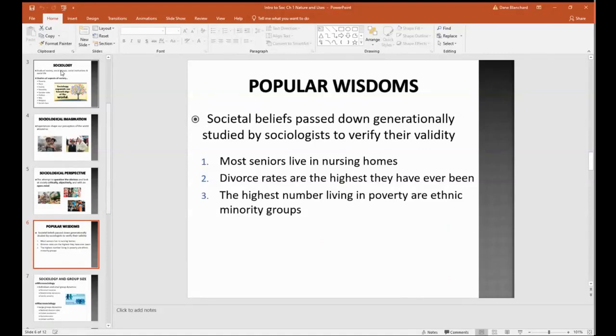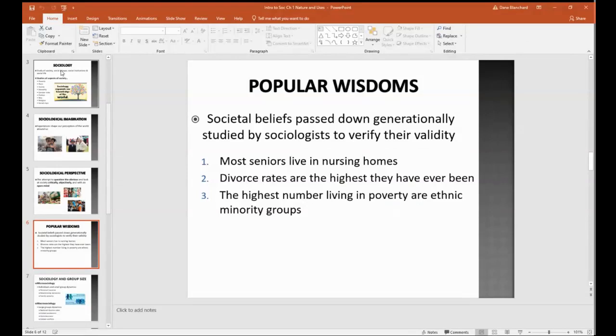So sociologists will often challenge these, and they will really take a look and say, a lot of people believe this to be true, but I want to find out, is it actually true? Let's run the numbers. Let's do a study and find out. One example would be, most seniors live in nursing homes. A lot of people believe this to be true, but it's actually only a very small percentage of seniors 65 and older that live in nursing homes. Most of them live in their own homes.